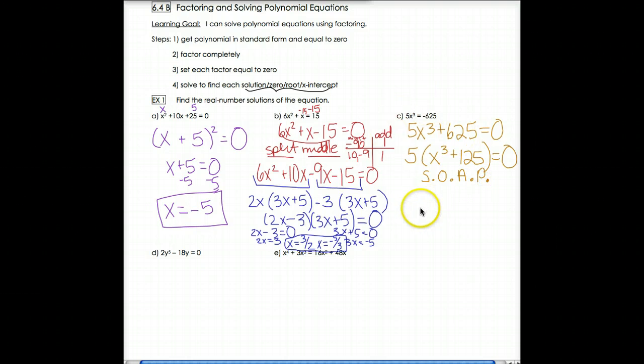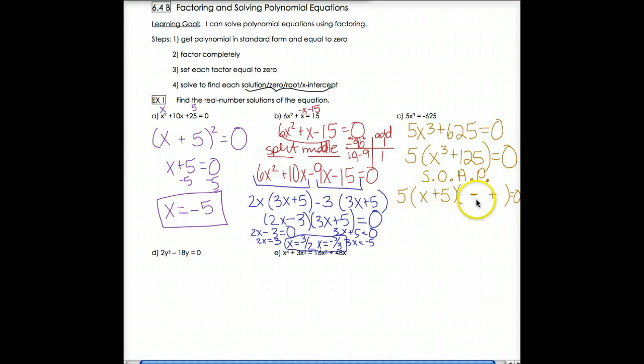So if I'm using SOAP, don't forget the 5 that's out in front. The signs, it's always a binomial times a trinomial. So the binomial, same sign as the original, so that's a plus. Opposite, so the first sign here should be a minus, and then always positive, so plus. So now we just need to fill it in. The cube root of x cubed is x. The cube root of 125 is 5. Now you base the rest off of this.